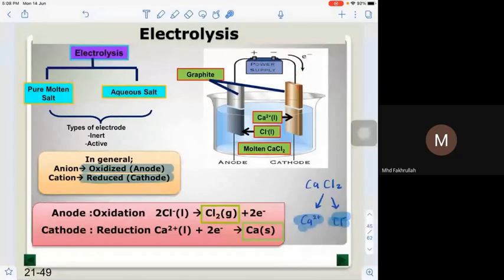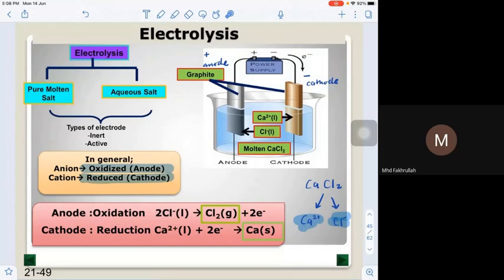So the negative electrode, in an electrolytic cell, will be what? Cathode. Yes, it is the cathode. And then the positive electrode will be the anode. So this is the cathode and this is the anode, negative terminal, positive terminal.